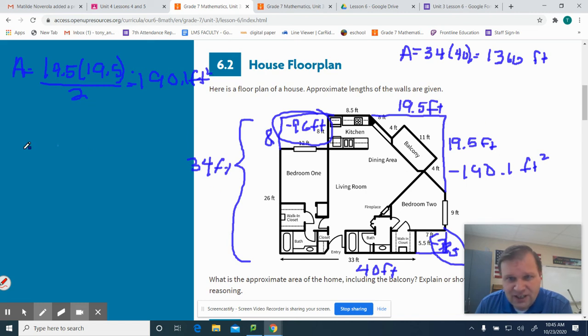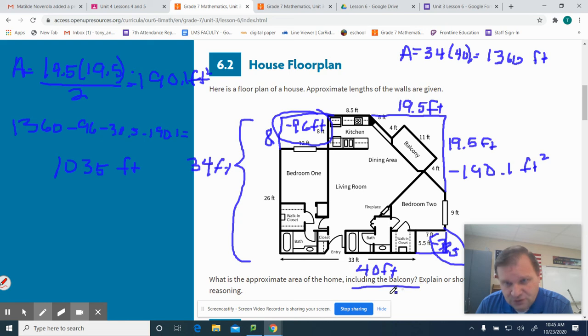So if I add those up and take it away, or if I just get my calculator and I go back to that 1,360 square feet, and I take away the 96 feet, and then I take away the 38.5 feet, and then I take away the 190.1 feet, that's going to give me about 1,035 square feet.